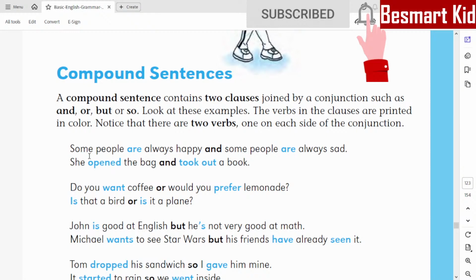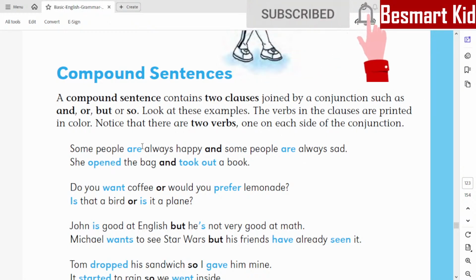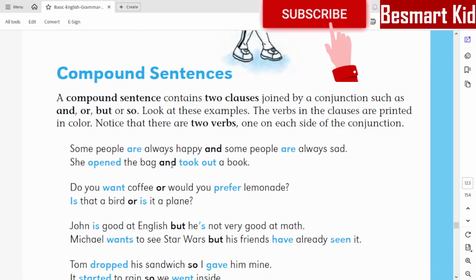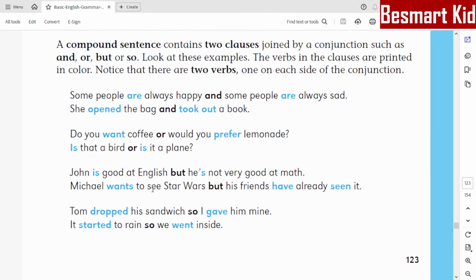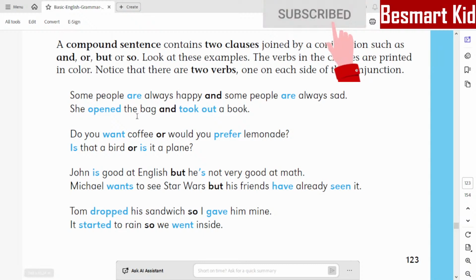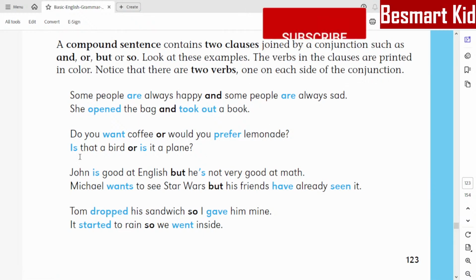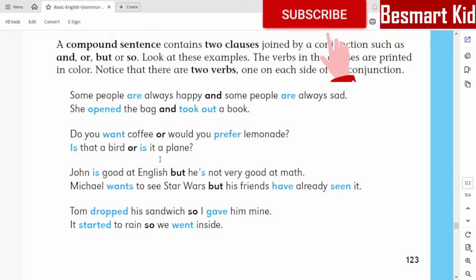Some people are always happy and some people are always sad. She opened the bag and took out a book. Do you want coffee or would you prefer lemonade? Is that a bird or is it a plane?